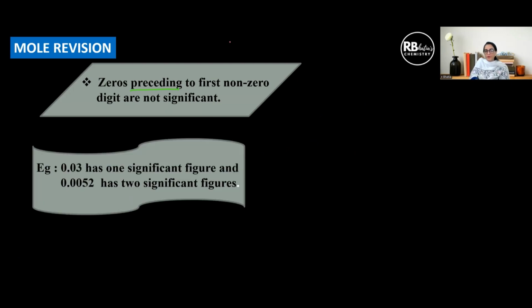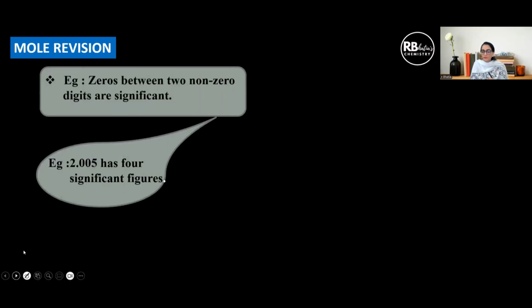For example, if we have the number 0.03, this has one significant figure, which one? Only this one. Because zeros preceding, that means lying before, the first non-zero digit are considered to be not significant. Similarly, this is going to have two significant figures, only these two. The next rule says, zeros between two non-zero digits are always significant. So 2.005 is going to be 4 significant figures. Both these zeros are considered to be significant.